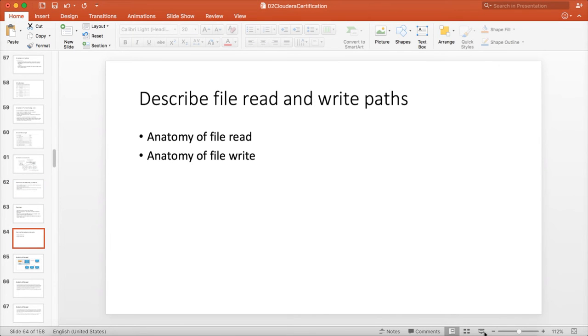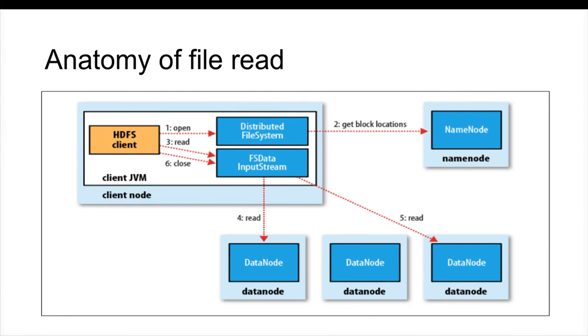Now we will talk about how the read and write happens. So for that there is a concept of anatomy of a file read and anatomy of file write, which means understanding the internals of how the file will be read and how the file will be written. On the client node from which we submit Hadoop FS copyFromLocal, or copyToLocal, or put or get commands, depending upon the type of the command, it will result in read or write.